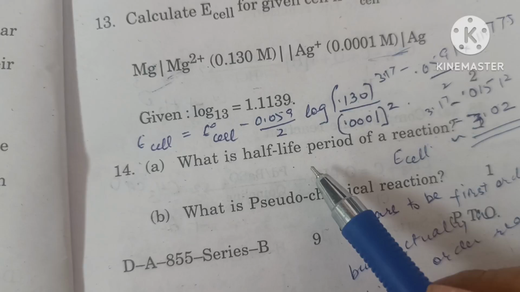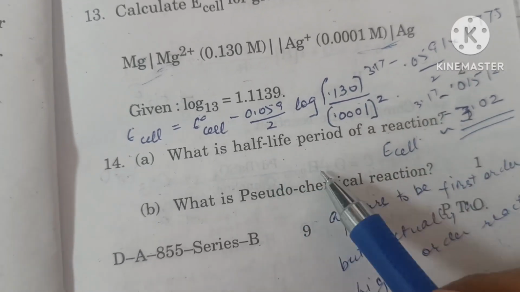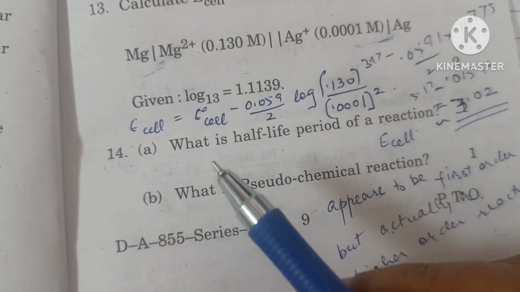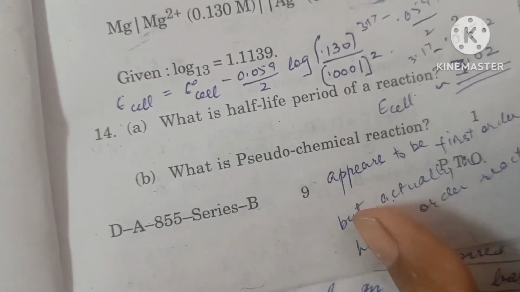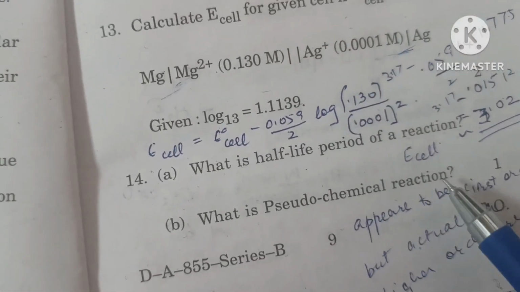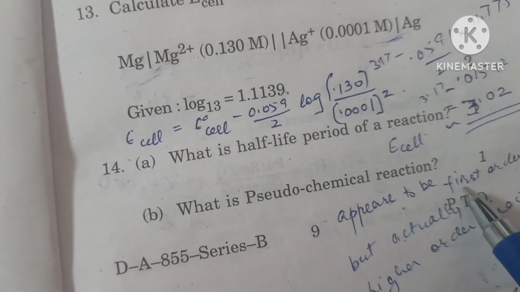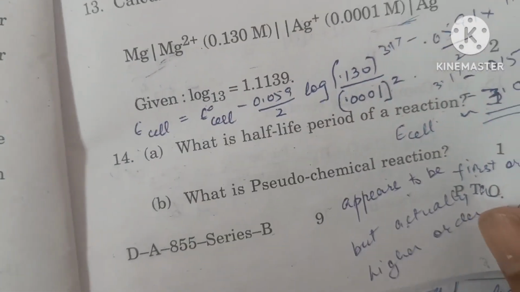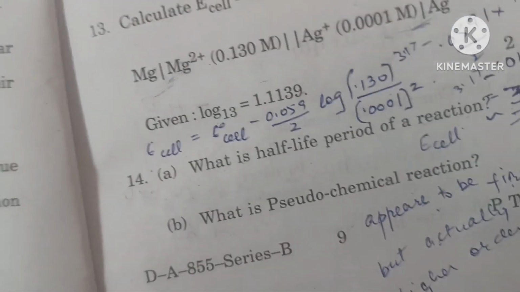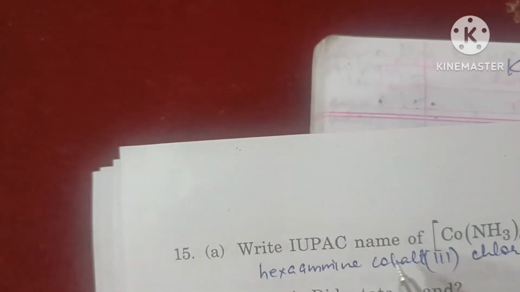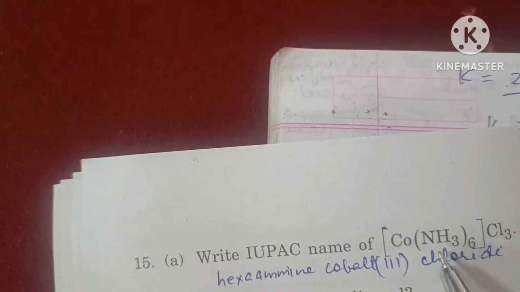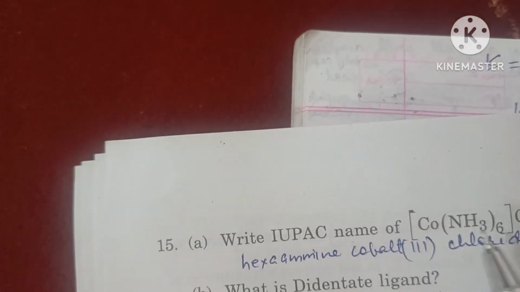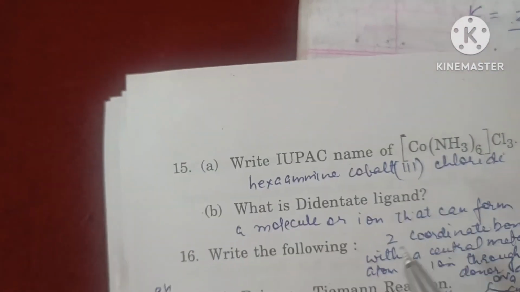What is half-life period of a reaction? The time taken for a reactant to change into half its concentration is called half-life period. What is a pseudochemical reaction? A reaction that appears to be of first order but actually is of higher order is called a pseudochemical reaction. Write IUPAC name of the complex. The IUPAC name will be hexaamminecobalt(III) chloride.